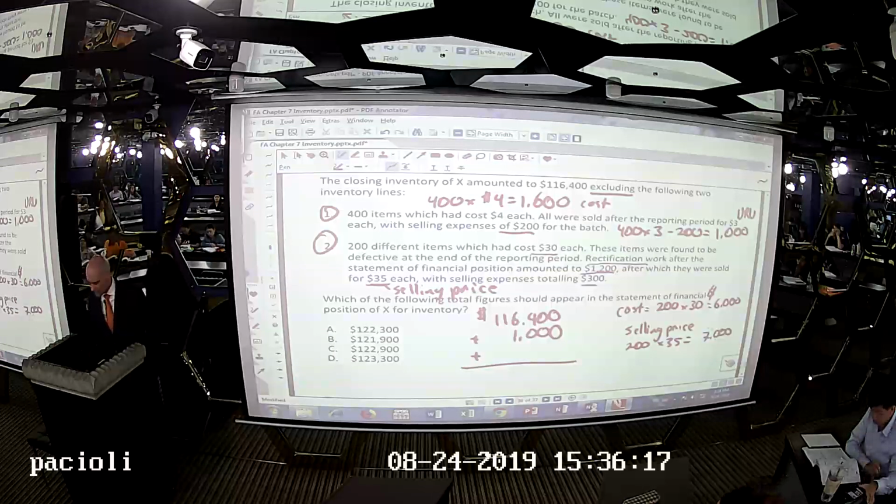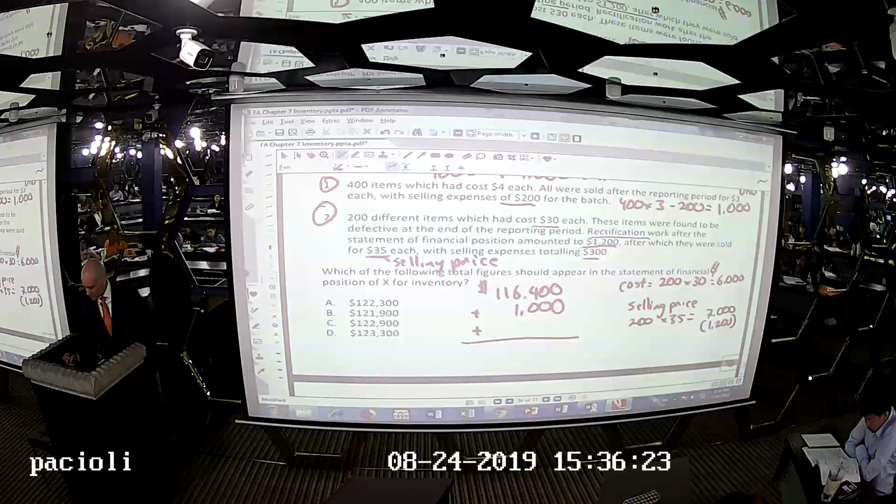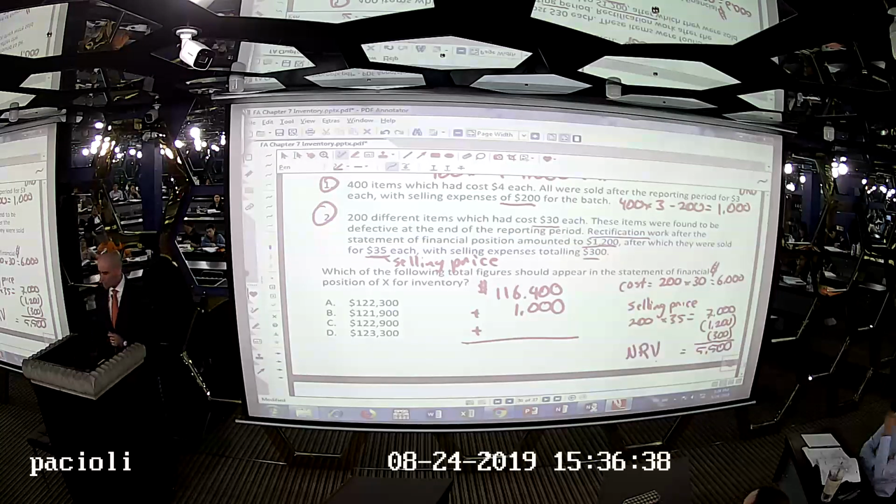We want to minus the cost to complete. In this case, 1,200. And minus the selling cost, 300. So minus 1,500. So that gives us 5,500. And 5,500 is the net realizable value.